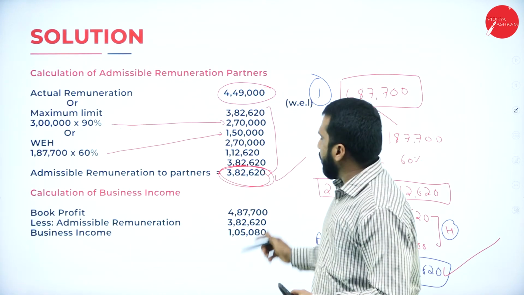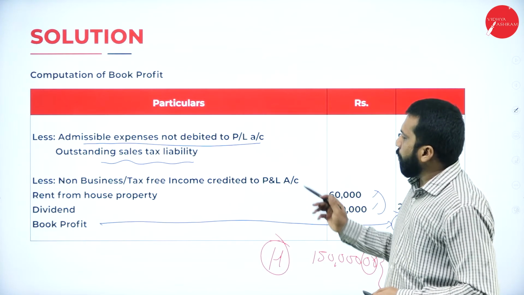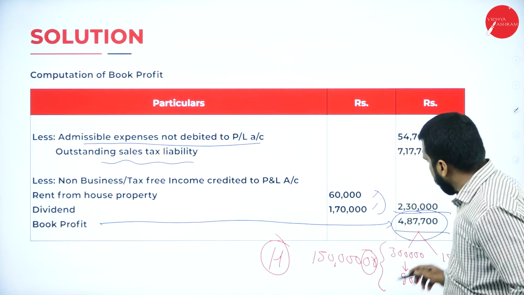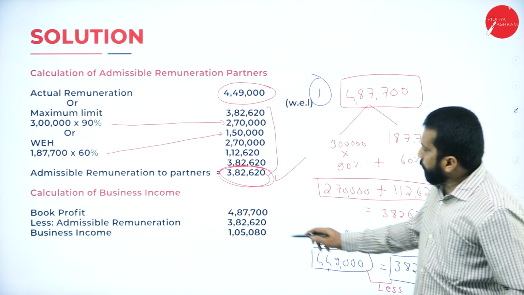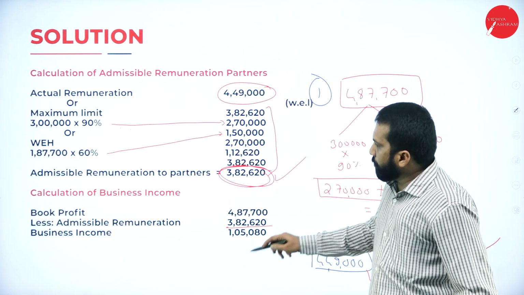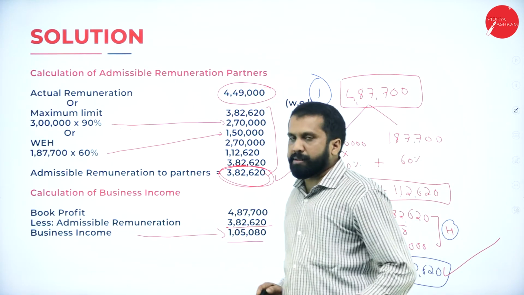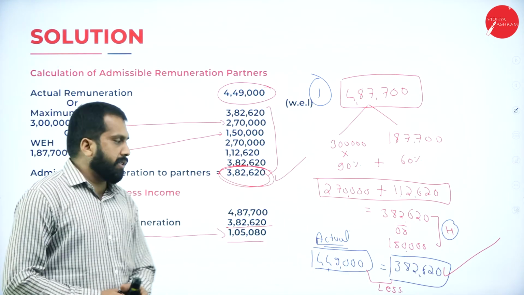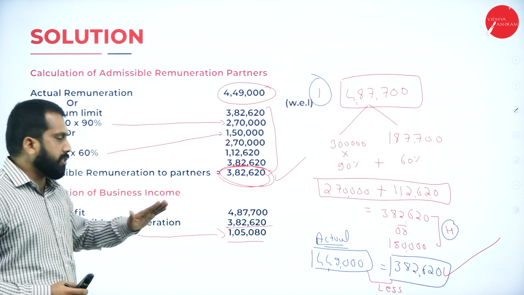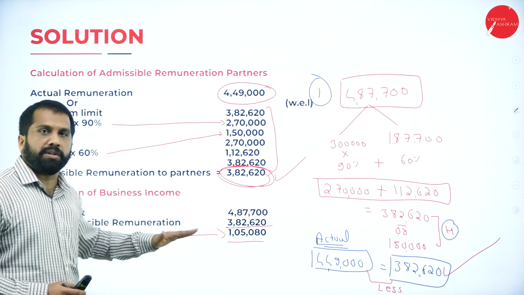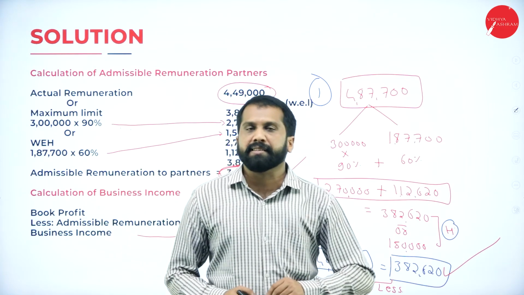Take this 3,82,620. Now, again come back. Whatever answer you got, you have to minus from this. 4,87,000 minus 3,82,000. Your business income is 1,05,008. Hope you are clear. This much only you are supposed to do. Remember this. Clear? This is what your business income.